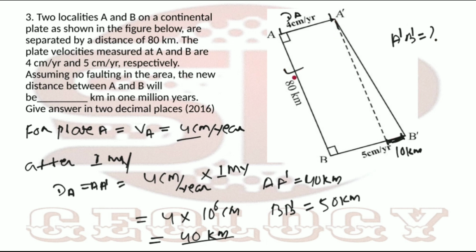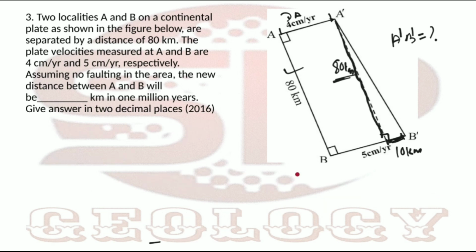This line is parallel to A, B. So it will also be 80 kilometers. This line will also be 80 kilometers. So now this is 10 kilometers. This will be a right angle triangle. So we can calculate by using Pythagoras theorem.